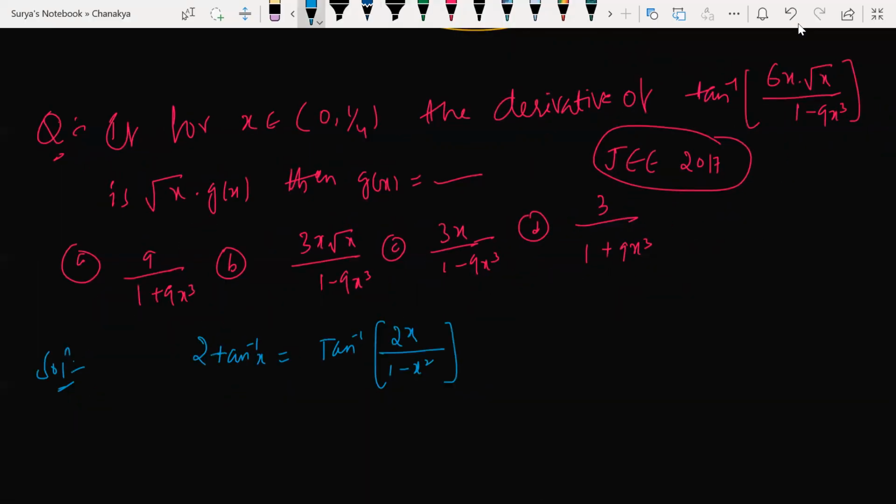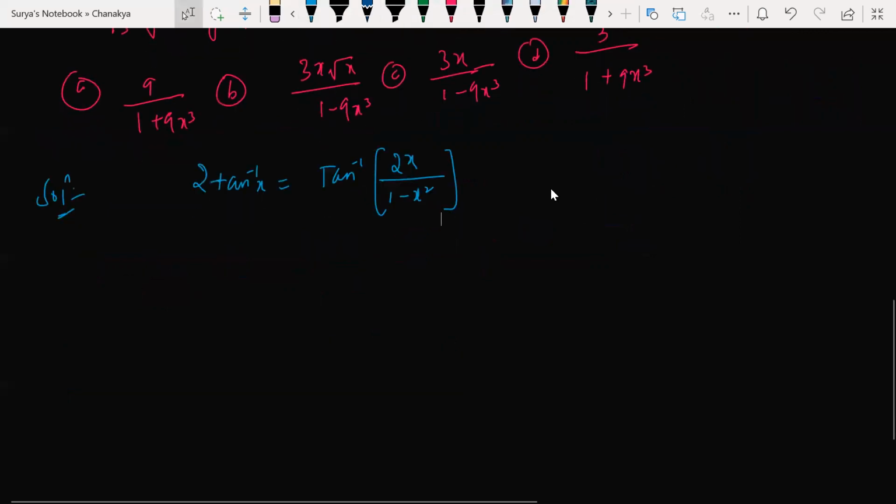All right. So now we'll do one thing. We'll put x is equal to tan x. So x is equal to tan x is nothing but x is equal to what? Tan inverse of x.